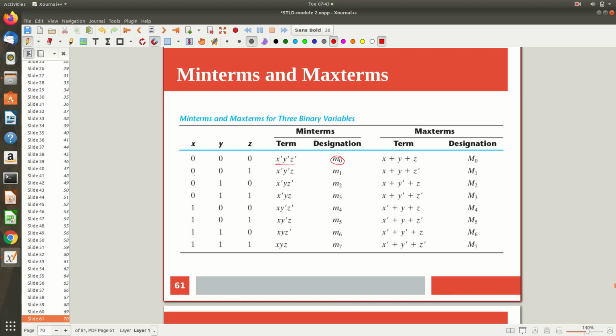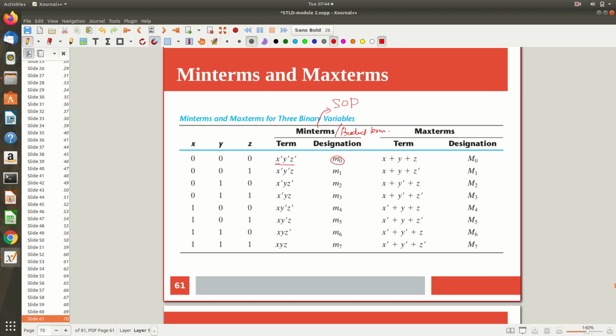Similarly, this will be x dash, y dash, z. You don't have to take the complement for z, because z is 1. So whenever a variable has a value 1, take the literal as it is. If the variable has a value 0, take its complemented form, and AND them together. That makes the product term, the min terms. The min terms are used in the sum of product expression, where the product terms are otherwise the min terms.